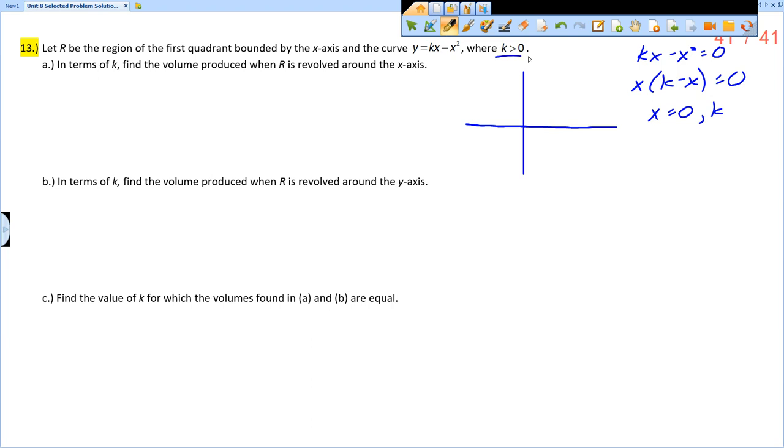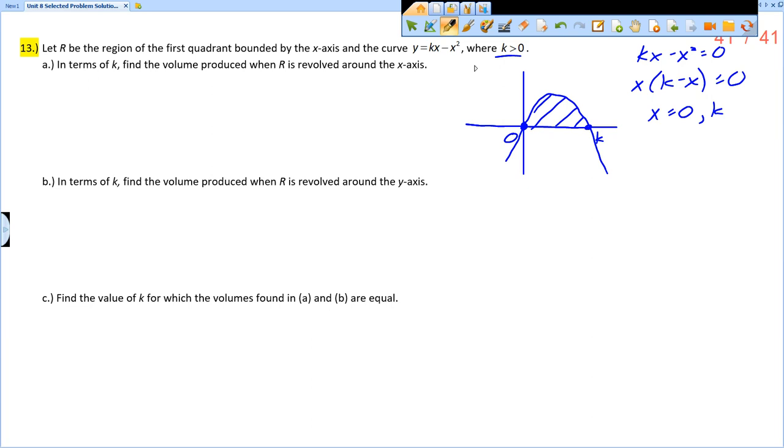And k is a positive number, so that means this graph would have a 0 at 0 and then a 0 at k, right? So here's 0, here is k, and it would be a parabola facing downward. So we have something that looks like this, right? And then it says, and the x-axis. So this is our region, all right?